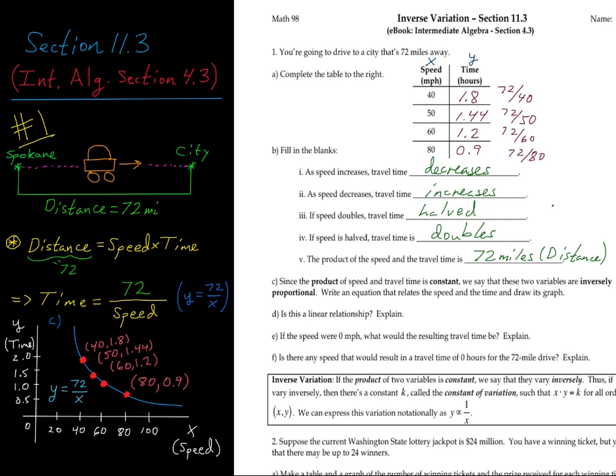And then moving on to part D, it says, is this a linear relationship? Explain. Well, the answer there is immediately no, right? And that's because we're seeing a non-linear graph.